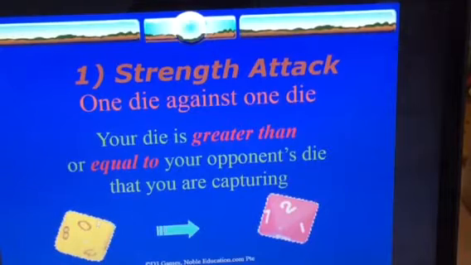The strength attack is basically using one die against your opponent's white die. As long as your die is bigger than the opponent's die, you can capture it. Bigger or equal. That's the strength attack. You have 2 options, bigger or equal.